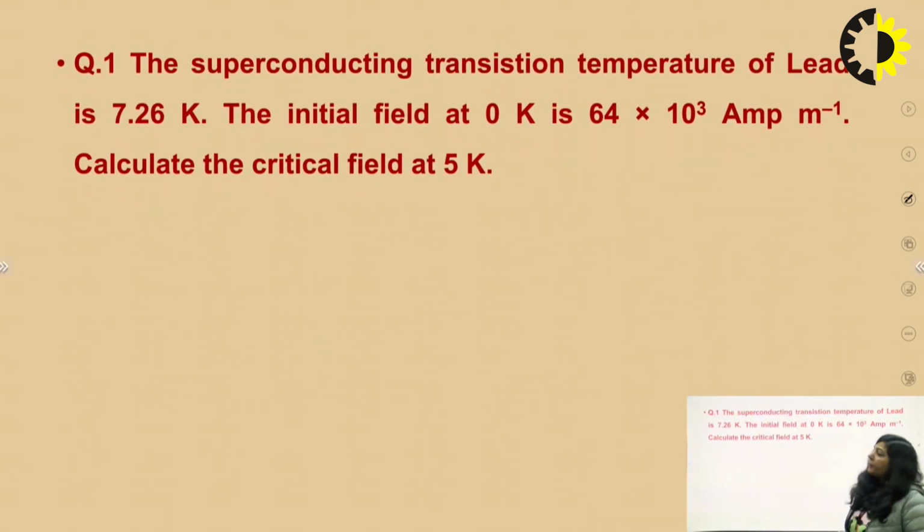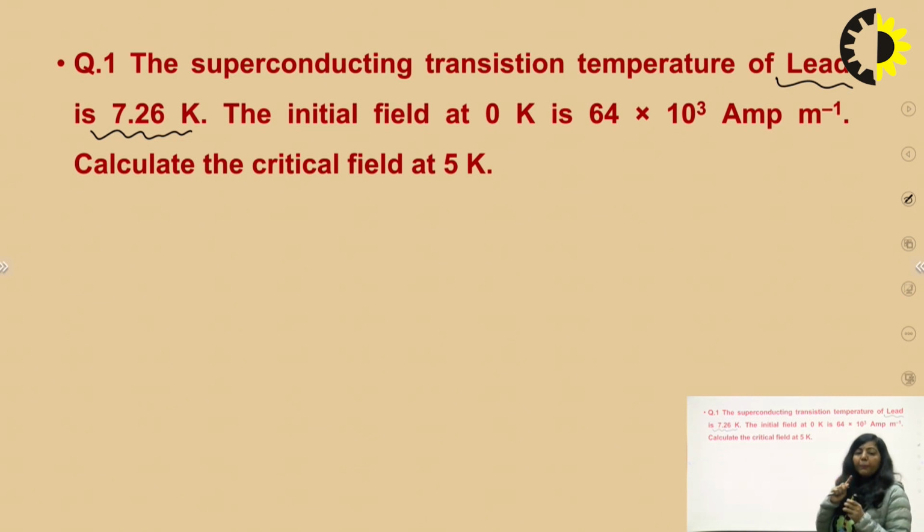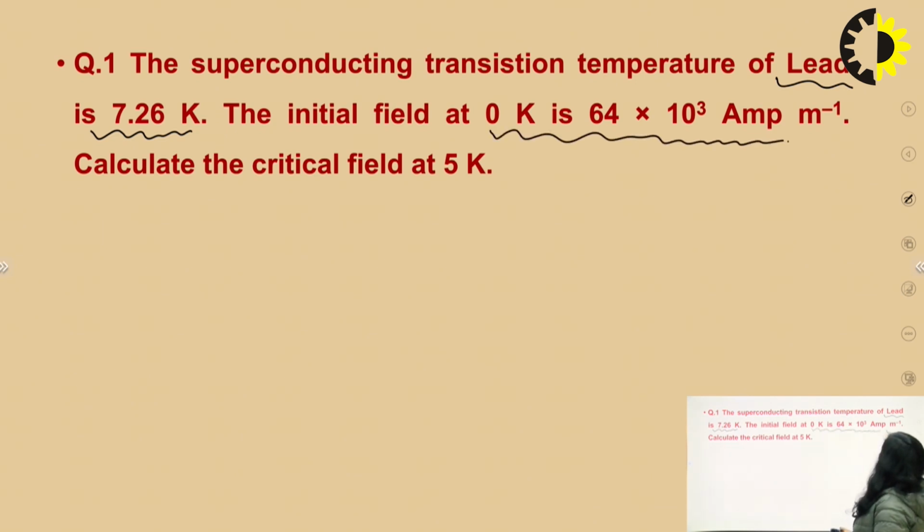So here we have problem number 1. In this problem, there is a superconducting material, and that material is lead. Its critical temperature is given. It is 7.26 Kelvin, so 7.26 Kelvin is the transition temperature. The initial field at 0 Kelvin is 64 into 10 raised to power 3 ampere per meter, meaning the critical magnetic field at 0 Kelvin is defined. Calculate the critical field at 5 Kelvin. So I hope the question is clear.